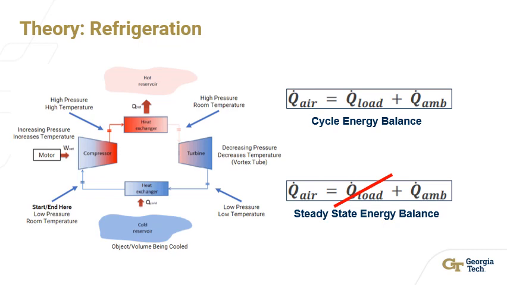In the initial assessment, the heat of the air, denoted as Q air, is understood to be the sum of two components, the load heat, Q load, and the ambient heat, Q amb. In the steady-state energy balance, the equation is modified to exclude the load heat, as indicated by the red cross over the term. This exclusion reflects the condition under which the system has reached equilibrium and only the ambient heat is considered. The cycle's operation, characterized by the sequential increase and decrease of air pressure and temperature, facilitates the transfer of heat from the cooled volume to the environment. This mechanism is central to the principle of refrigeration.